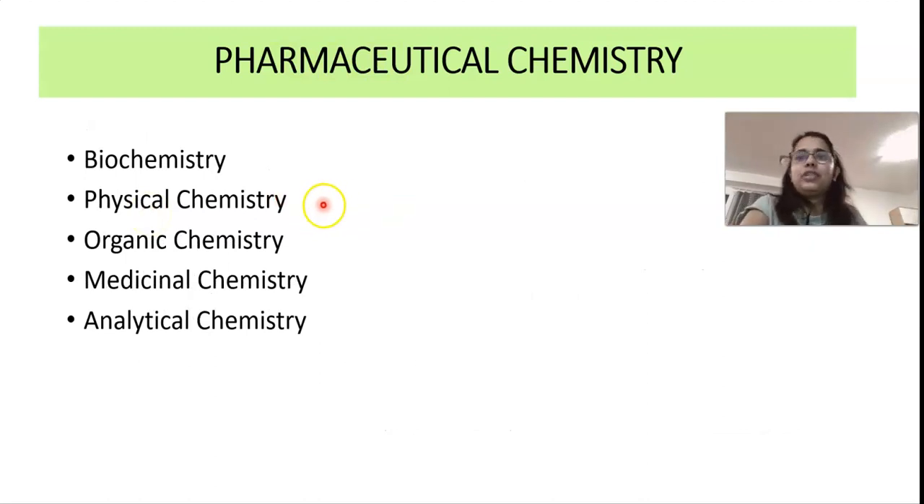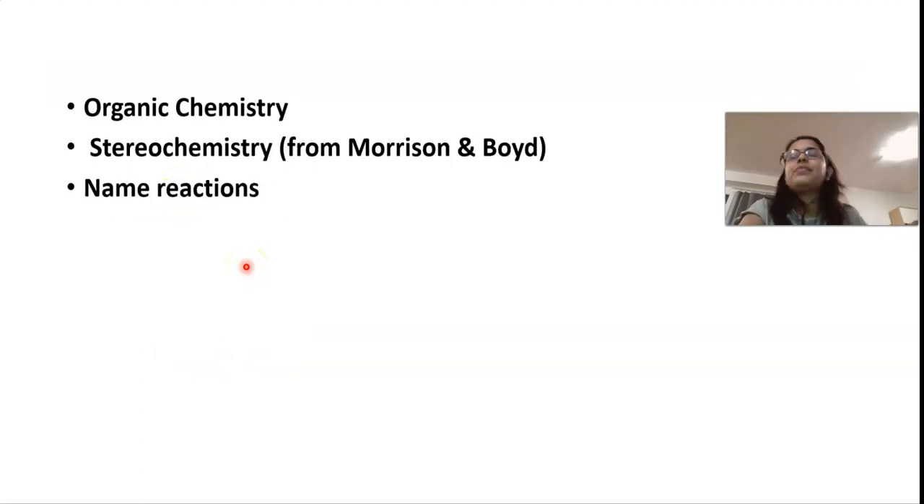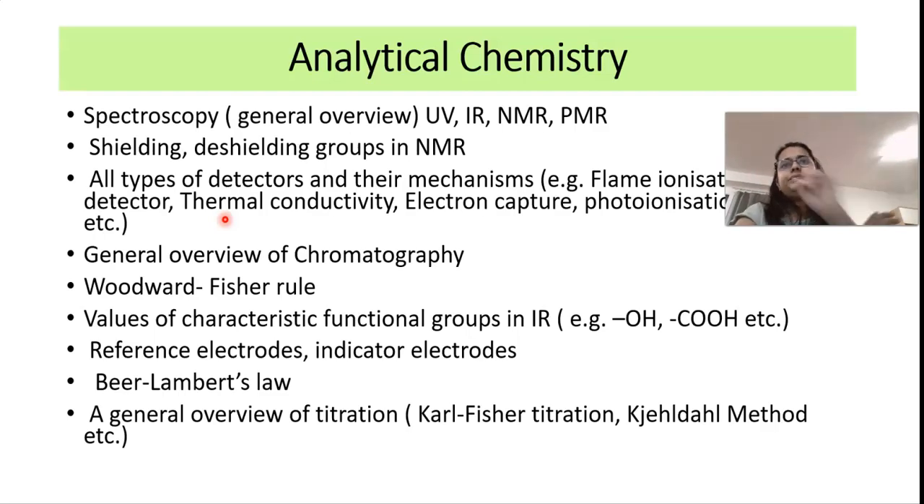And finally, pharmaceutical chemistry, which is my favorite subject: biochemistry, physical, organic, medicinal, analytical. Mostly questions will come from analytical and organic chemistry, so focus on that. In organic chemistry you have to read the types of reactions, and if they ask, you have to give examples. In stereochemistry, read a little bit, because last time they asked questions based on stereochemistry and name reactions. So go through 10 to 15 well-known name reactions.